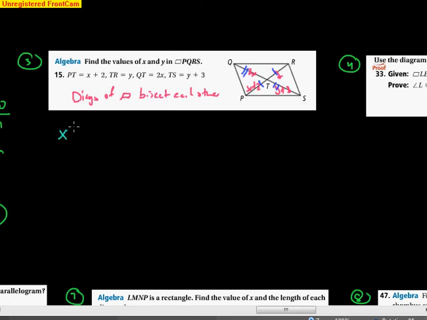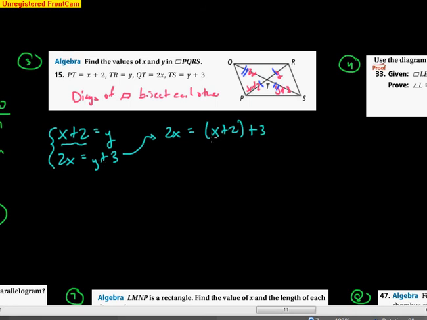So PT, x plus 2, is equal to TR, y. Uh-oh, 2 different variables. That stinks. Let's try the other ones. QT, 2x is equal to TS, y plus 3. Uh-oh, 2 different variables. Bummer. We have to solve this as a system of equations. Now, what is nice? Top equation is already solved for y. Plug x plus 2 in for y into the other equation. 2x equals x plus 2 plus 3. So that is this equation with y replaced with x plus 2.